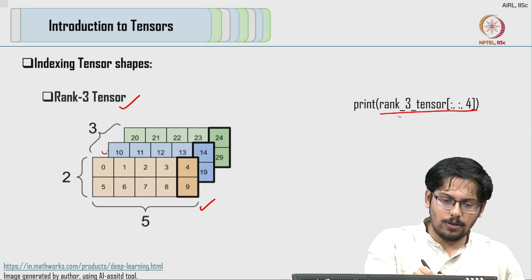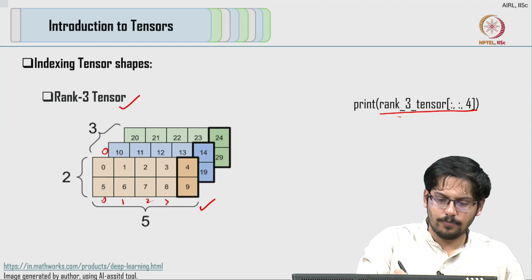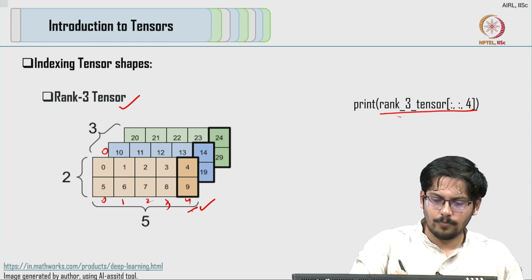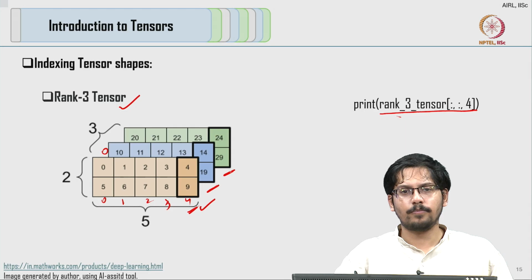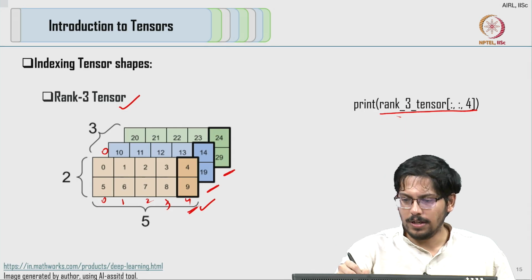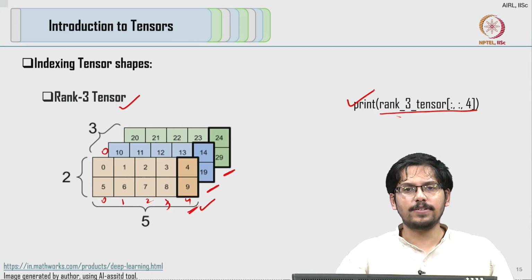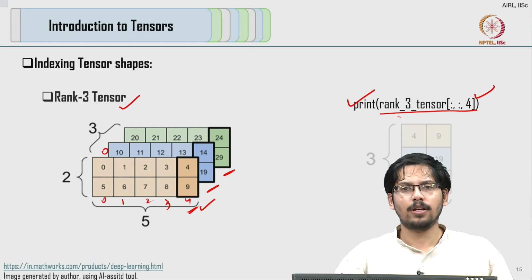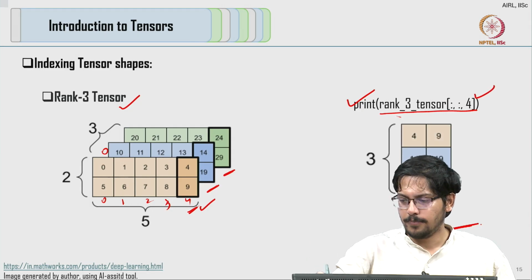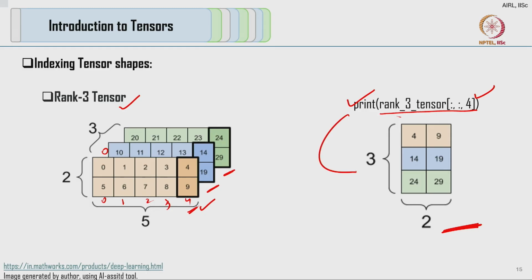Now essentially when we are doing that, we are focusing on the last part of this tensor. So when we are printing this particular command, which is print rank 3 tensor of this particular index, we observe that what it returns is 4, 9, 14, 19 and 24, 29, essentially the last parts.